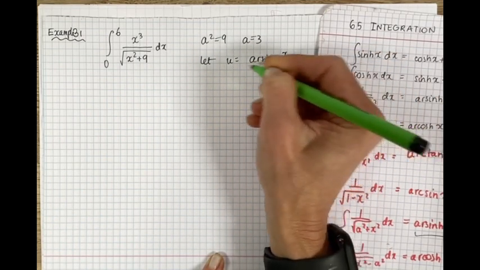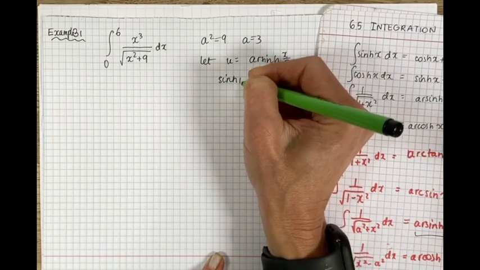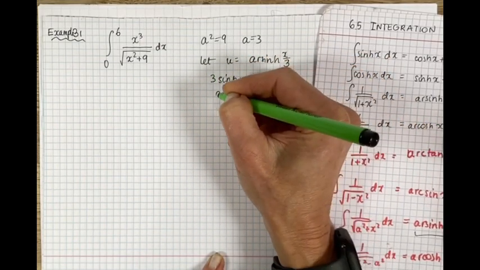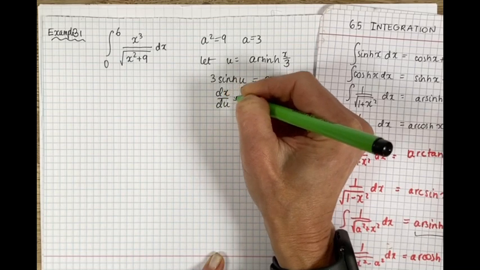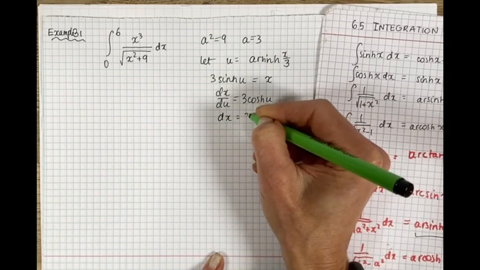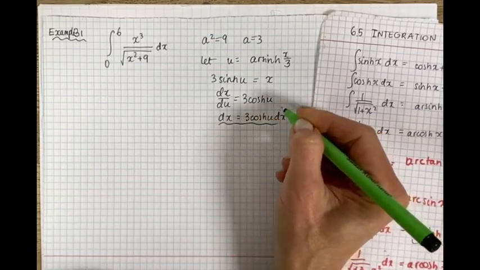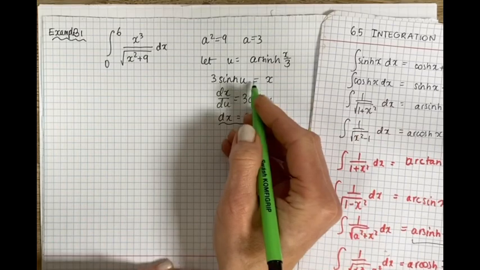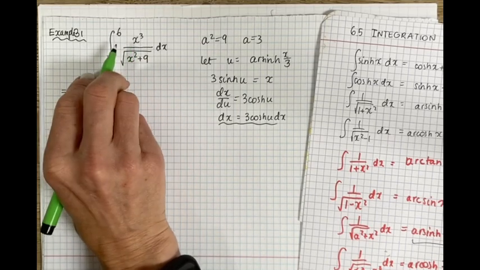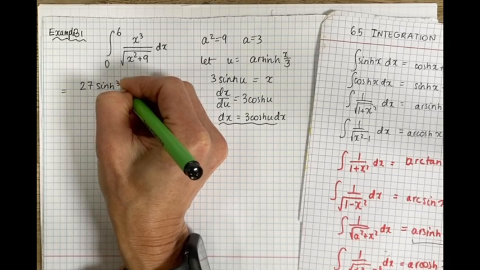So let u be equal to arsinh of x over 3. That gives me sinh u is equal to x over 3, so 3 sinh u is equal to x. dx du is equal to 3 cosh u, so dx may be replaced with 3 cosh u du. Okay, so x cubed is going to be 27 sinh cubed u. I will deal with the limits at the end.